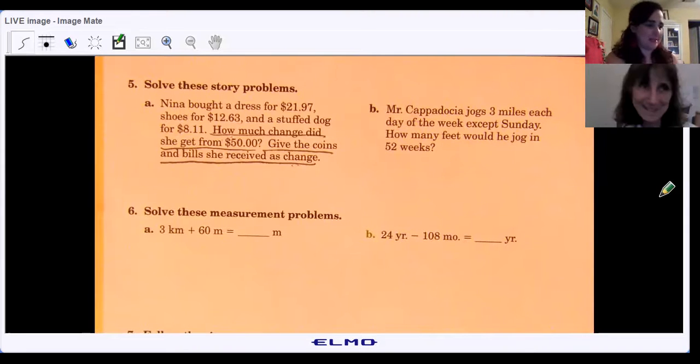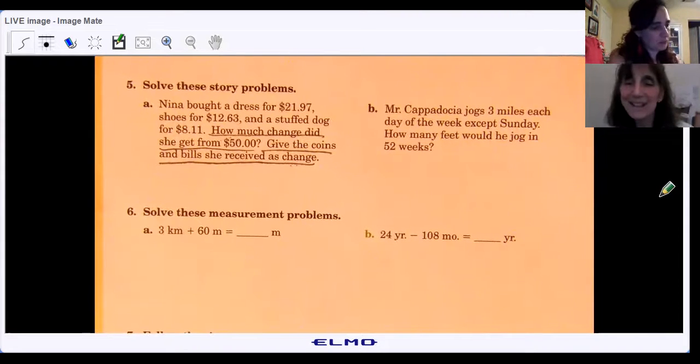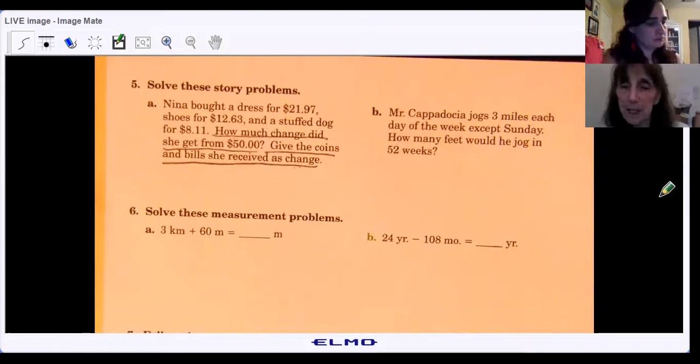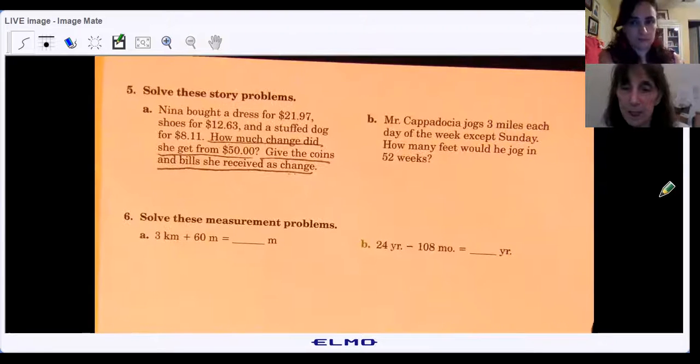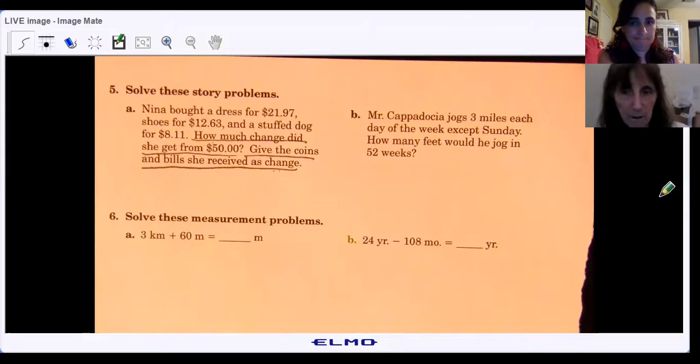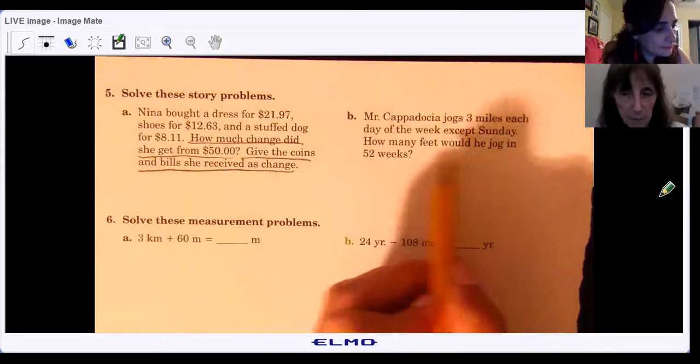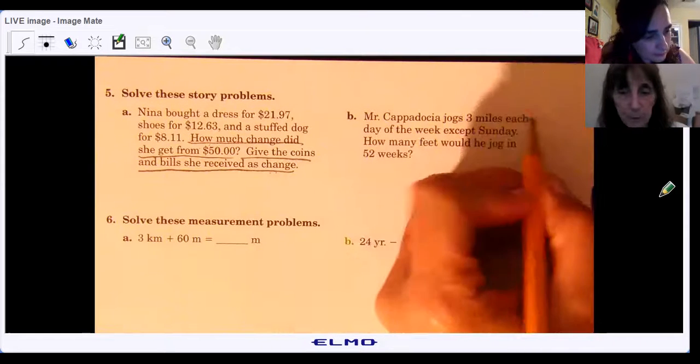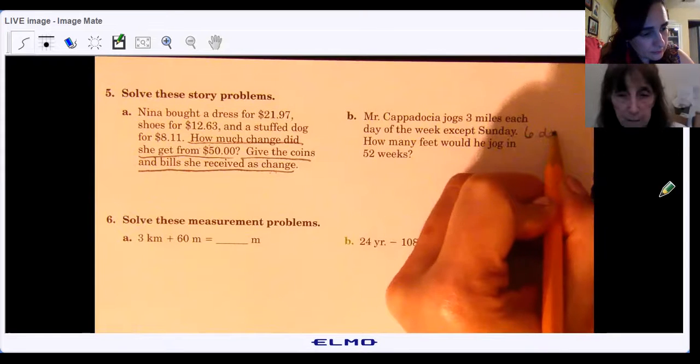Least amount of coins in dollar bills. Okay, Mr. Capadocca jogs 3 miles each day of the week except Sunday. So how many days is he going to do it? Only what? Only 6 days. How many feet would he jog in 52 weeks?